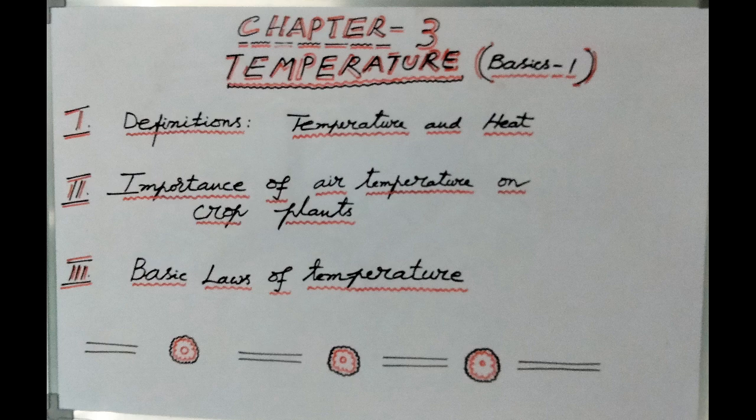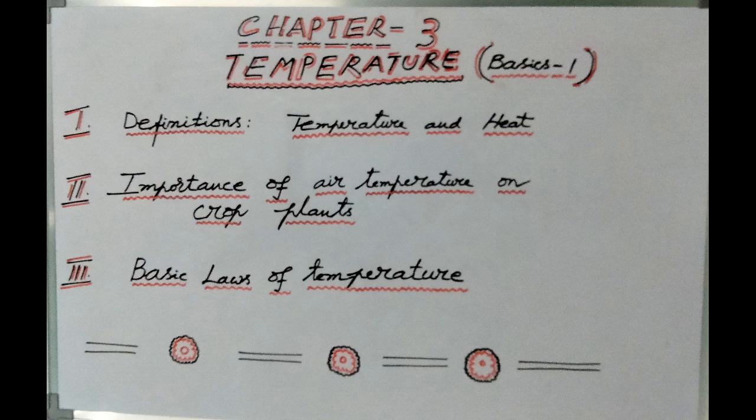So, these are the points which indicate the importance of air temperature on crop plants. For the fourth time I am telling, we are discussing temperature broken into two. This is the first one, air temperature. After knowing the definitions of temperature and heat, we tried to understand the importance of air temperature on crop plants.